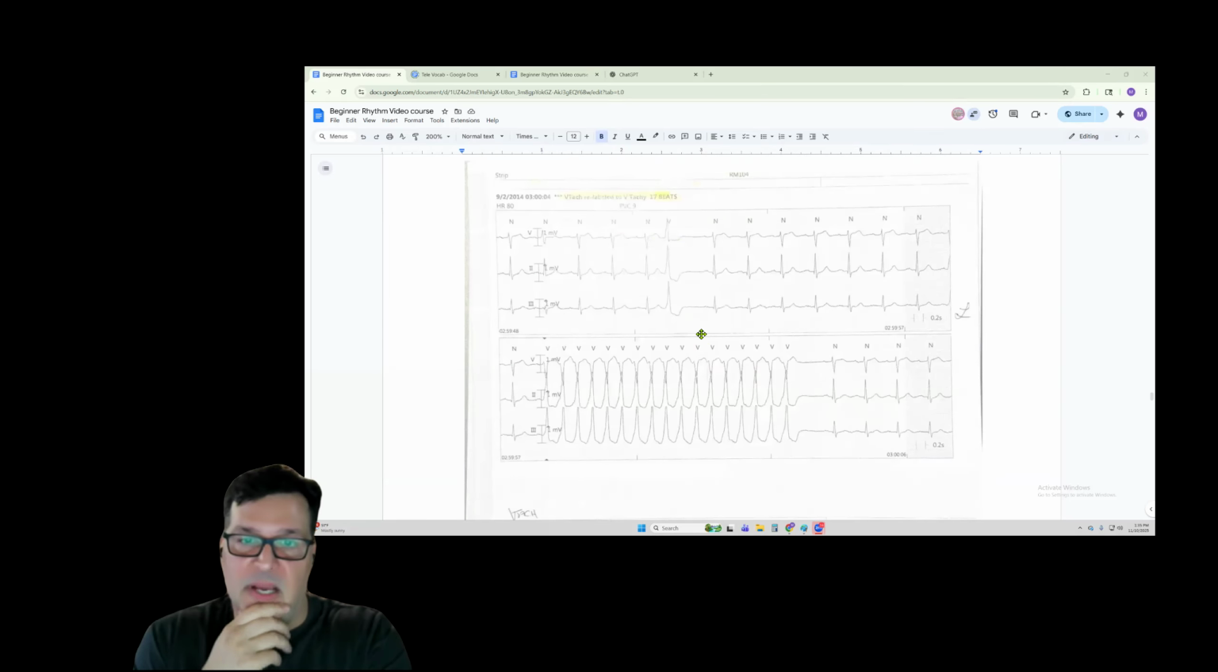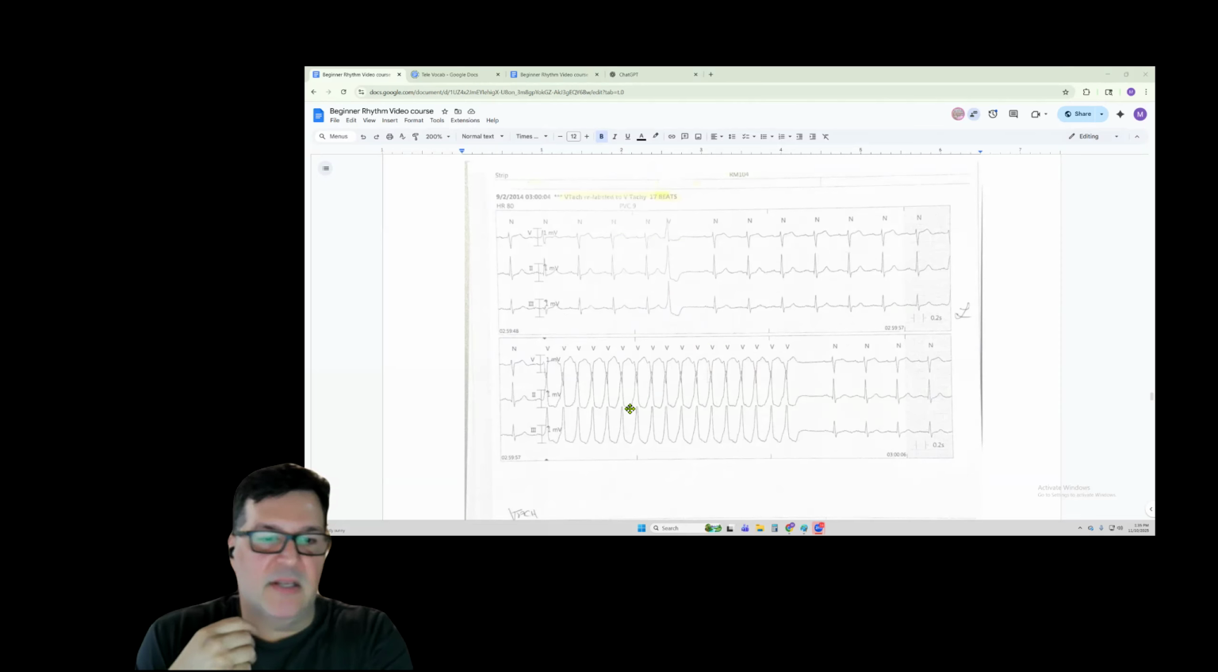And here's another example. So you get your sinus right through here. You have one PVC right here, and then you have a bunch of PVCs. You have that bigger, wider QRS complex, and they have like 6 seconds, 5 seconds of VTAC there.